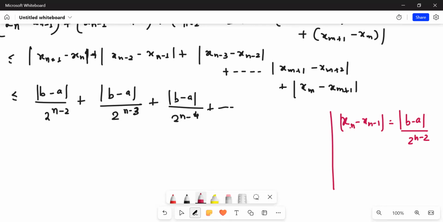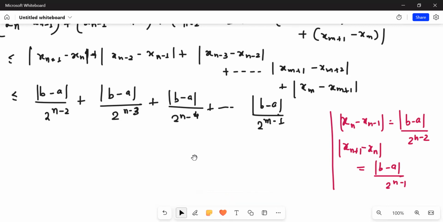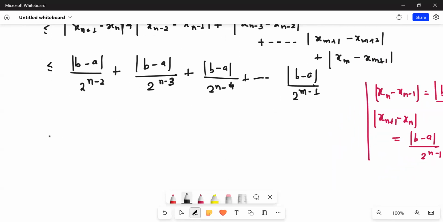Is that clear? So instead of n, if I replace it by n plus 1, what will I get? |xn plus 1 minus xn| is equal to |b minus a| divided by 2 raised to power n minus 1. Is that clear? So this particular term is similar to this. So the last term would be |b minus a| divided by 2 raised to power of m minus 1. I hope it is clear till now. If it's not, please let me know.